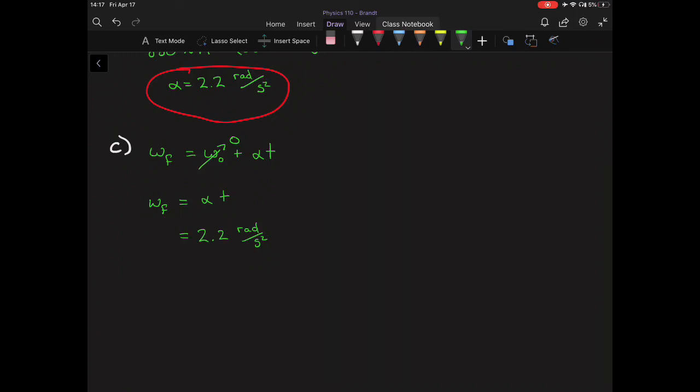So we know our alpha from the last section for part B, 2.2 radians per second squared. And we know that we're doing it for 4 seconds, so 4.0 seconds. And if we multiply all that out, we wind up with 8.8 radians per second.